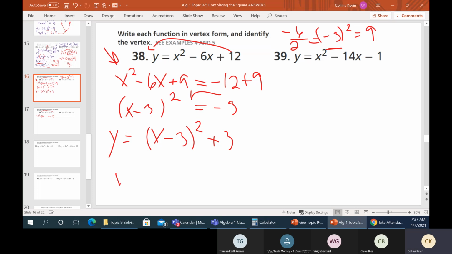And then our vertex is going to be switch the sign on him, so he's 3. Leave this guy alone, he's also 3. So 3, 3 is our vertex. Okay.